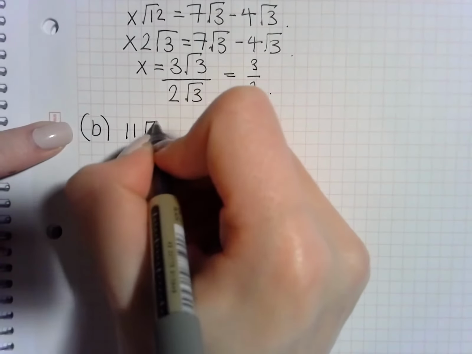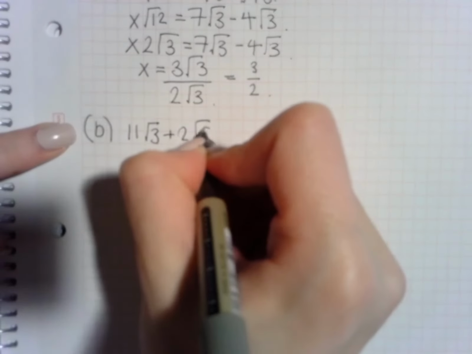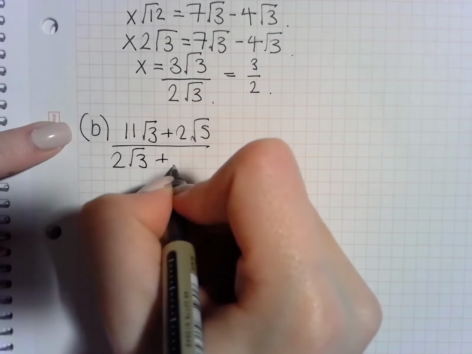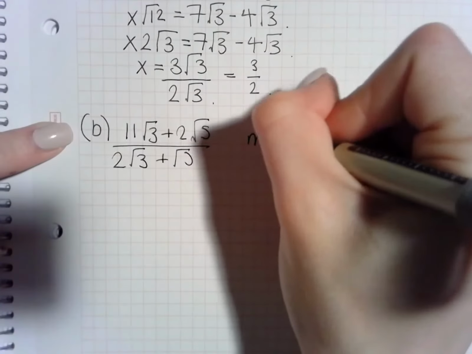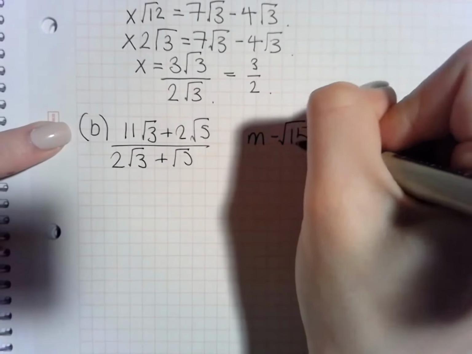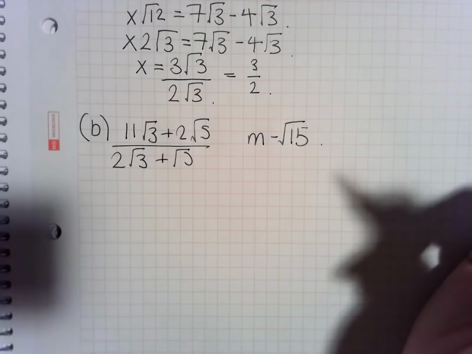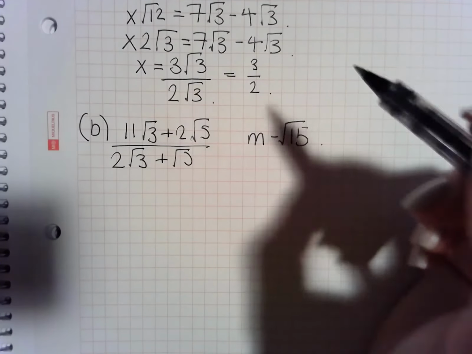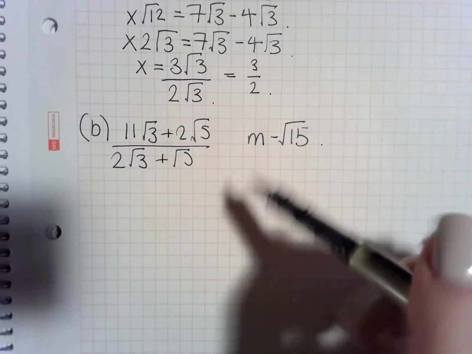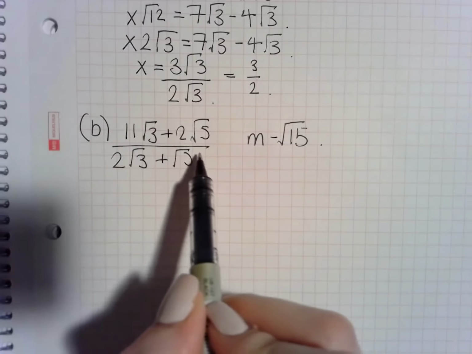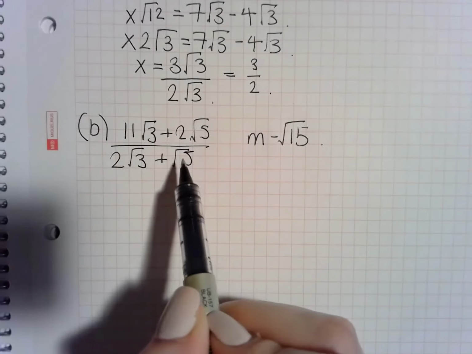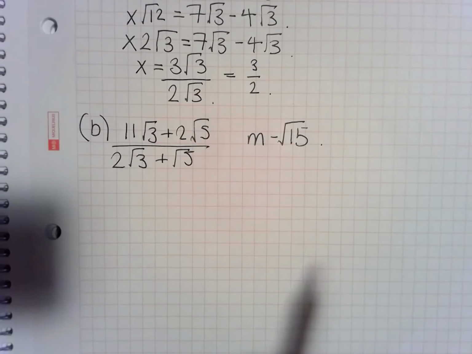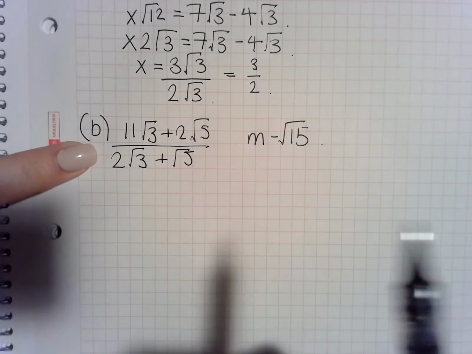Okay, so part B says express 11 root 3 plus 2 root 5 divided by 2 root 3 plus root 5 in the form m minus root 15, where m is an integer. So with these questions, all you have to do to eliminate the fraction is times the whole thing by whatever's on the bottom, but using a minus rather than a plus. That's really untechnical, but that was the best way that I remember it.